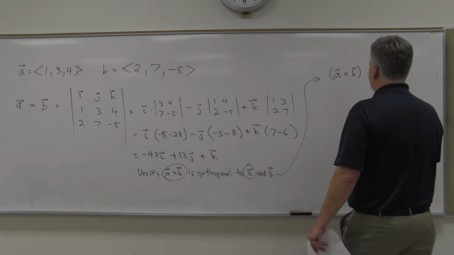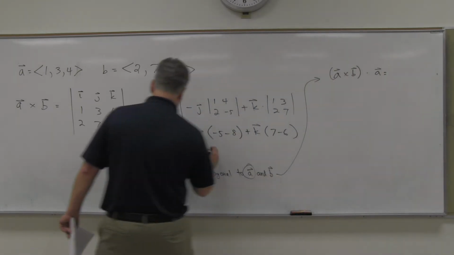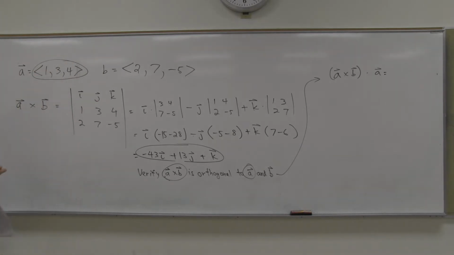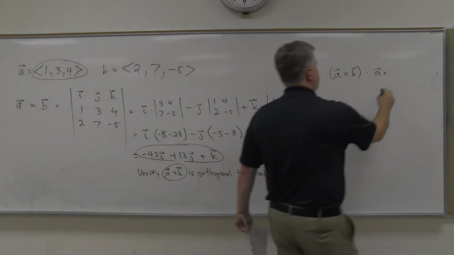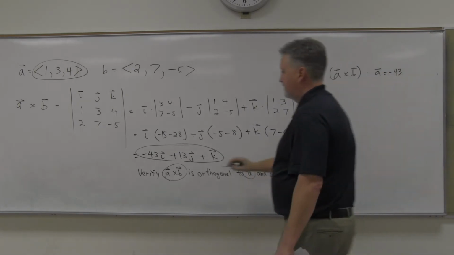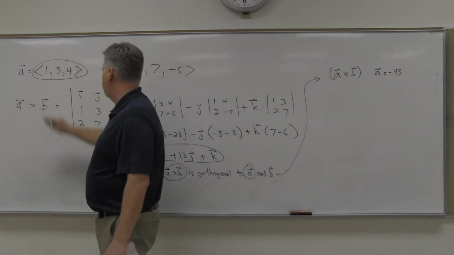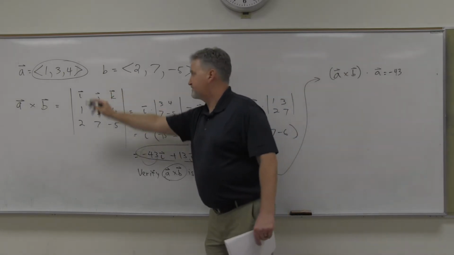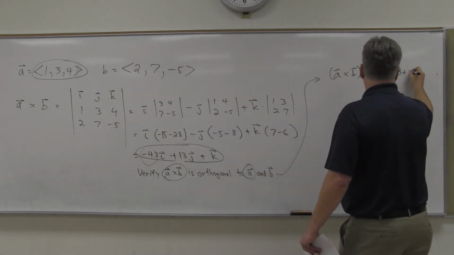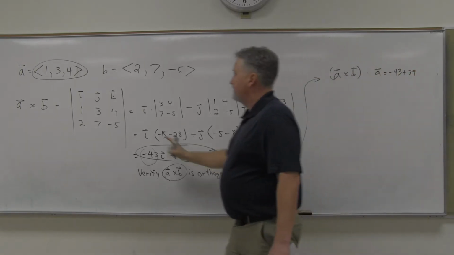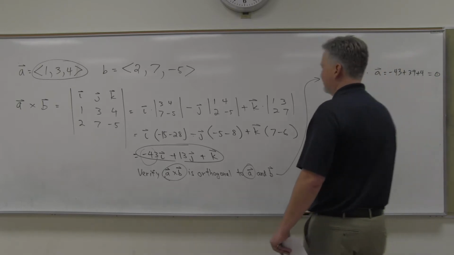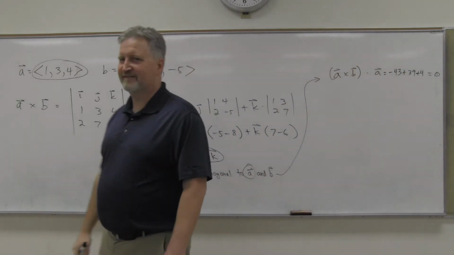All right, so what do we get there? Take this vector here and dot it with this vector. Easy enough, dot product, you just multiply the components and add them together. So it'd be negative 43, right? So do negative 43 times 1. You got 13 times 3, that's 39. And then 1 times 4, hey, look at that. Orthogonal. The dot product is 0.